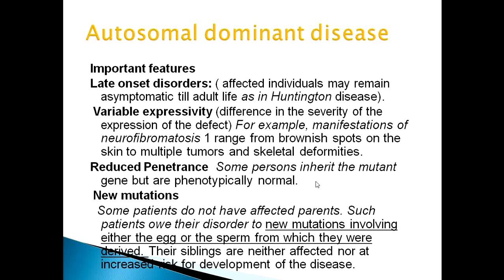Late onset disorders: affected individuals may remain asymptomatic until adult life, as in Huntington's disease. Variable expressivity: a difference in the severity of expression. For example, a neurofibromatosis patient may present with brownish spots, or some may present with multiple tumors and skeletal deformities. Reduced penetrance: some persons inherit the mutant gene but are phenotypically normal. New mutations also occur, involving either the egg or sperm from which they were derived. Their siblings are neither affected nor at increased risk for development of the disease.